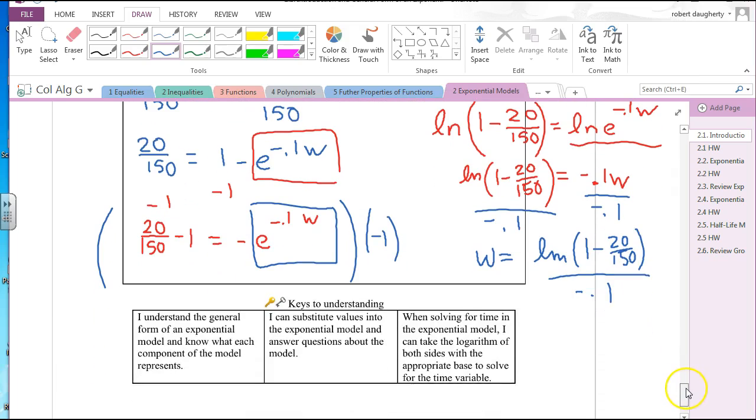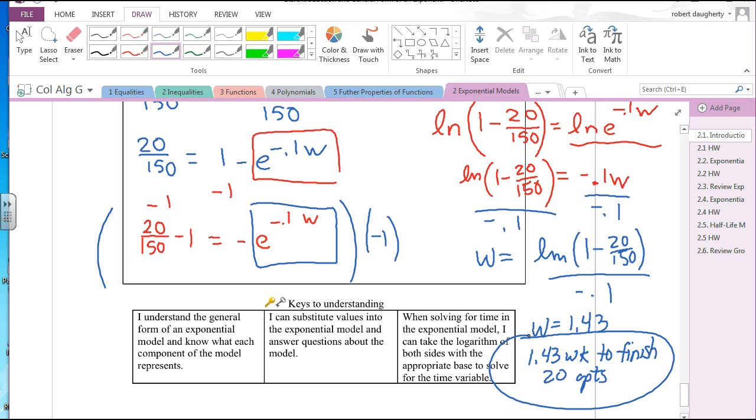So let's go back. What does that mean in the context of my problem? What does that mean? W represents what? Time, weeks. So it means in 1.43 weeks to do what? Yeah, to finish 20 apartments. Okay. Now guys, this is as hard as it gets. There are a lot of steps, but these are algebraic steps, okay? You did have to take the log of both sides, but isolating that W, dividing by a number, adding a number, all that, those are algebraic steps. You need to be comfortable with that, okay?